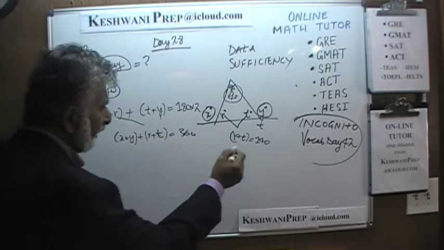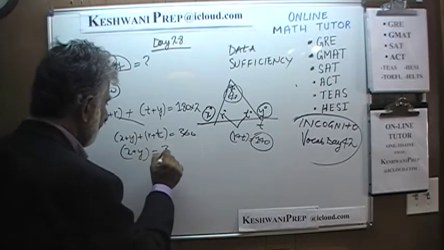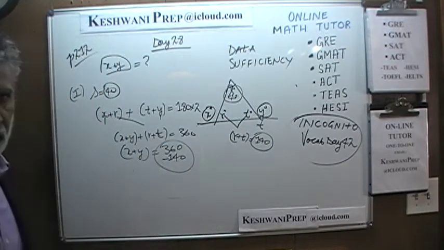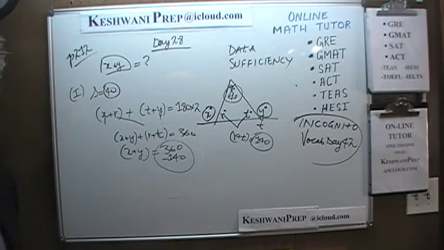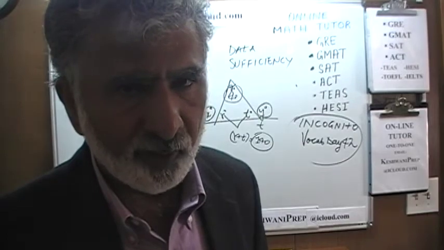We already know what r plus t is. R plus t is 140. So x plus y must be 360 minus 140. Whatever it is, we really don't care. The point here is that the first statement by itself is quite enough for us to figure out what is the sum of angle x and angle y.